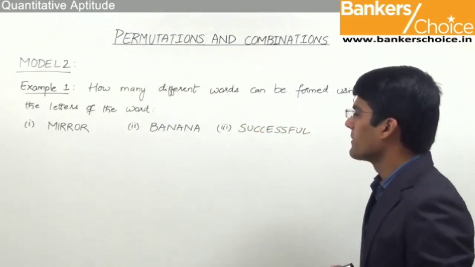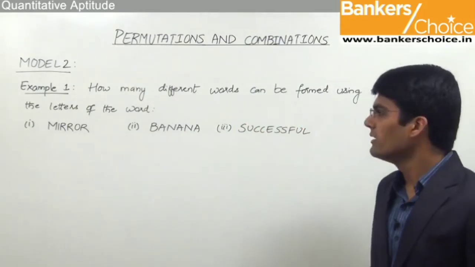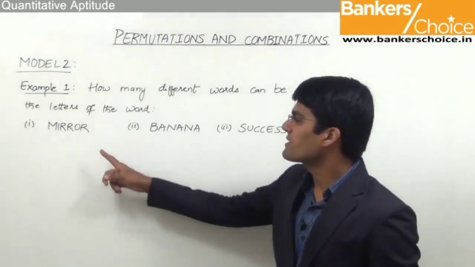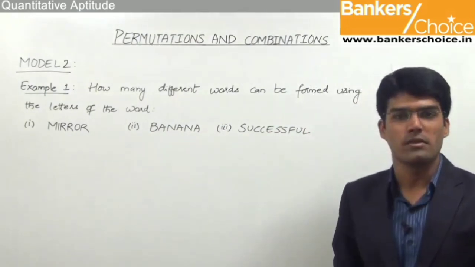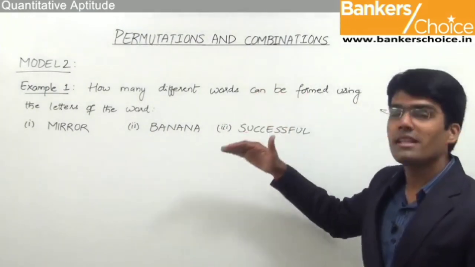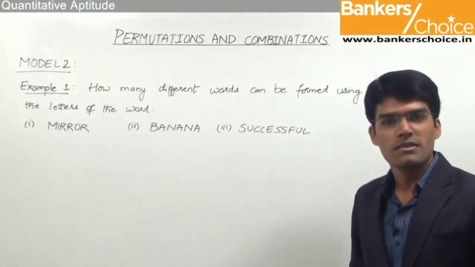Let's look at the question given. How many different words can be formed using the letters of the word? Now here we have got 3 different words. The first one is mirror, the second word is banana, and the third one is successful. So we need to find out the number of words which can be formed using the letters of each of these words.